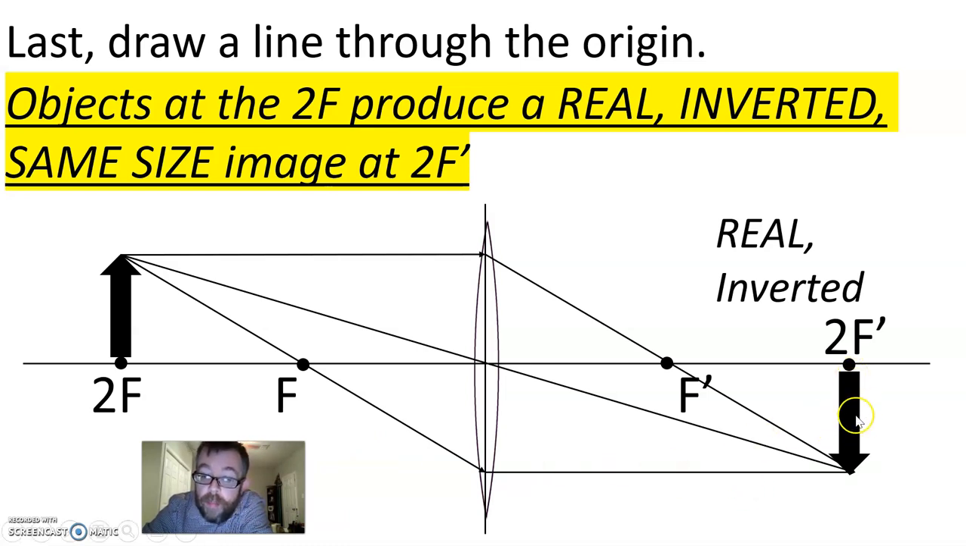It's real because it can be projected, and it's on the opposite side of the lens. Inverted, meaning it's upside down from what it was before. And at 2f is a special case, where the image is the exact same size as the object. And hopefully you were able to see this in your lab last week.